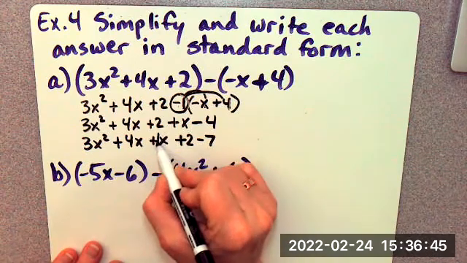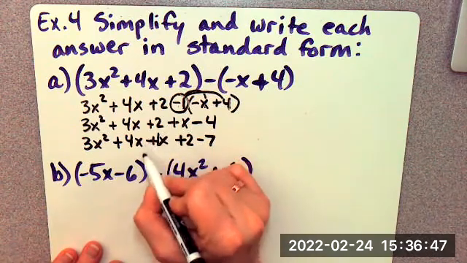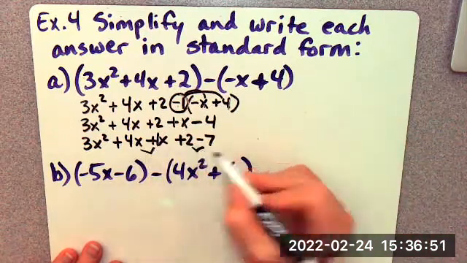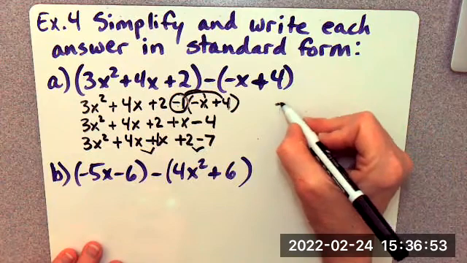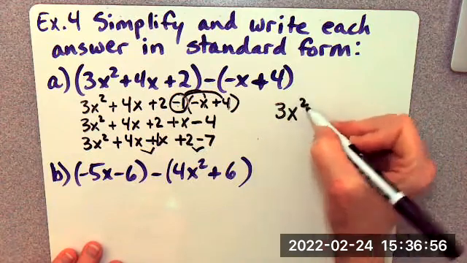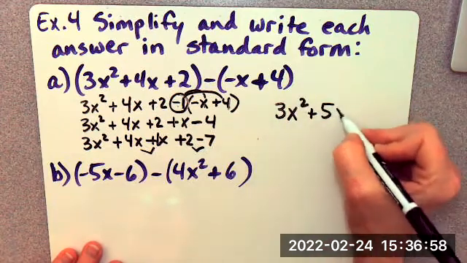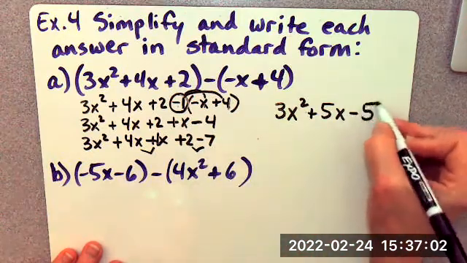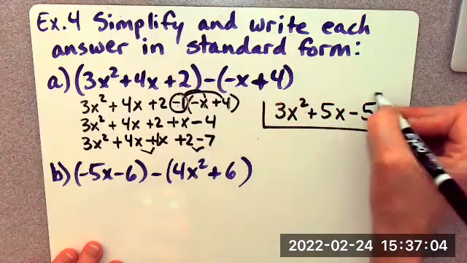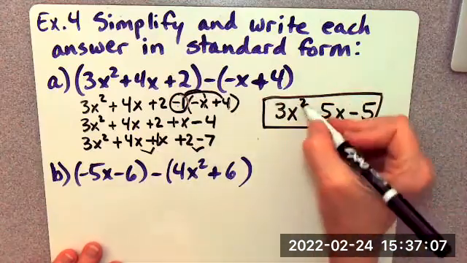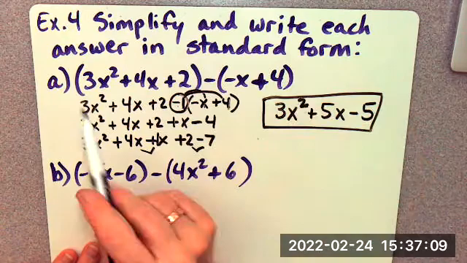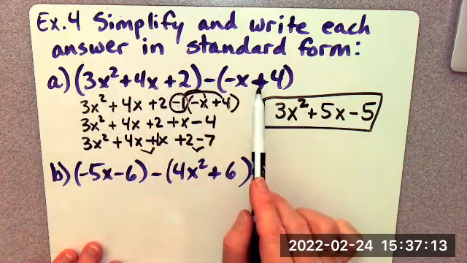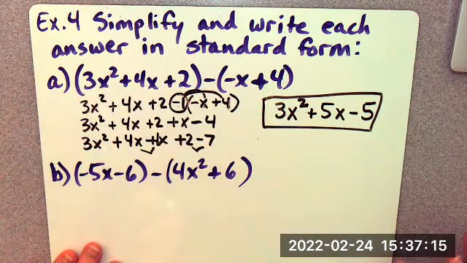So I see, if I put the 1 right there, I have a 5x right here, and this is a negative 5. So my answer would be 3x squared plus 5x, and 2 minus 7 is negative 5. And that's my standard form when I subtract a trinomial or subtract a binomial from a trinomial.